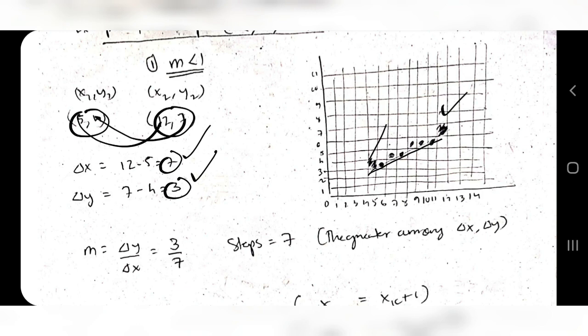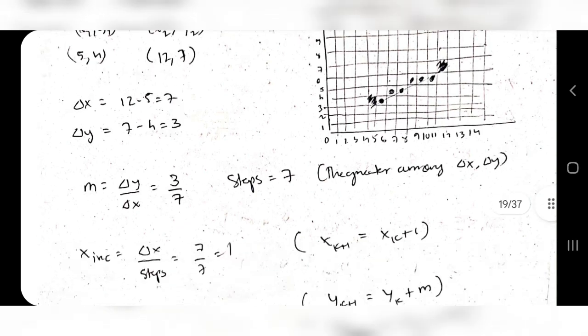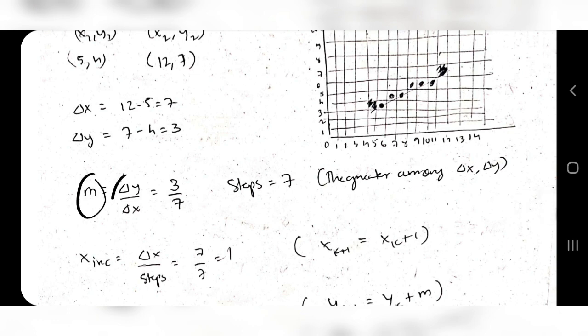How many steps do you have to take? The greater among these two. So the total number of steps you will take is 7. Okay. And the slope is delta y by delta x, 3 by 7, which is less than 1. Right. So the total number of steps is 7. We have to travel 7 steps from here till here to reach this point. Okay.